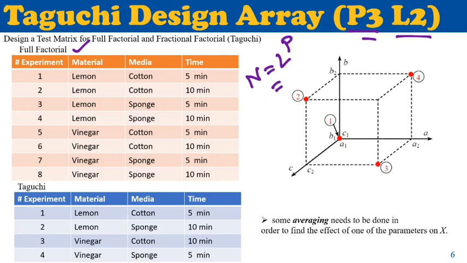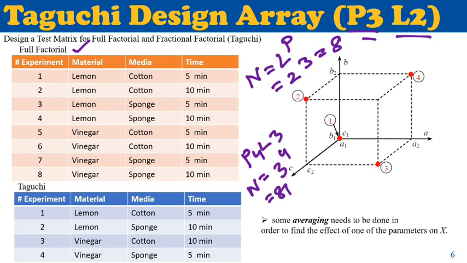It will be 2 to the power 3, which is 8. Now, if you have a setup where you have, for example, L3, P4, meaning you have 4 parameters and 3 levels, you may need to run 3 to the power 4, that would be 81 tests. But if you use Taguchi Design Array, you can still get the same results and same outcome.